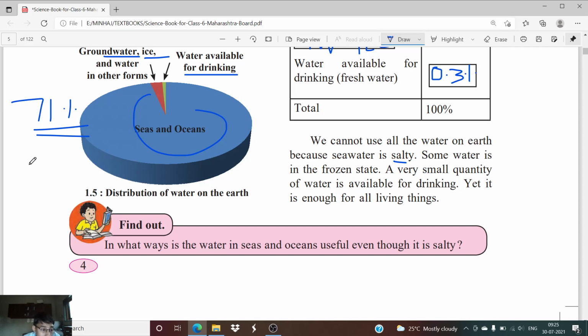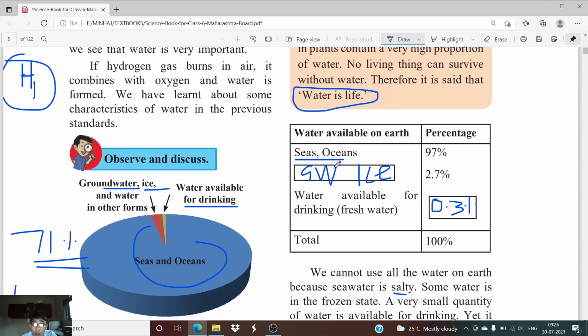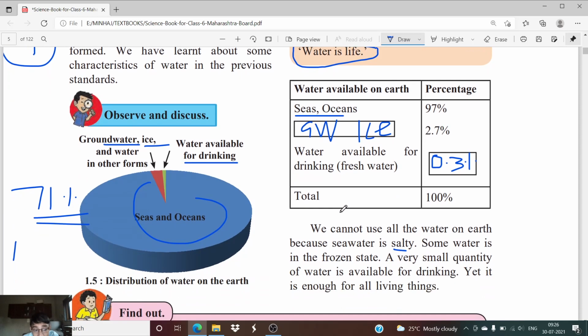form of ice. You know about the places, the Arctic region and Antarctica, the seventh continent. So these two regions are completely made of ice. So the water which is there in these two regions is in the form of ice. They are completely frozen. A very small quantity of water is available for drinking, yet it is enough for all living things. In the present condition, it is enough for all the living things to drink that water. But if we waste that water, it is going to affect the future generation.